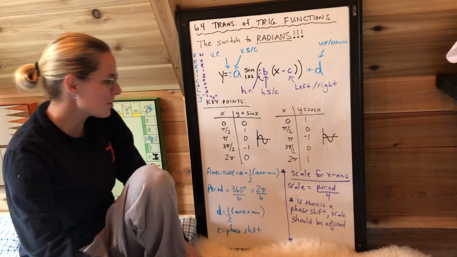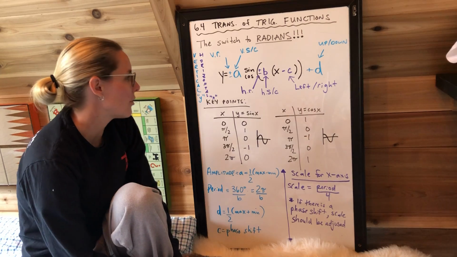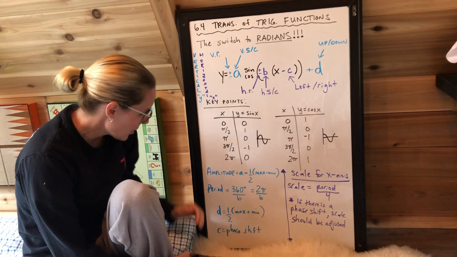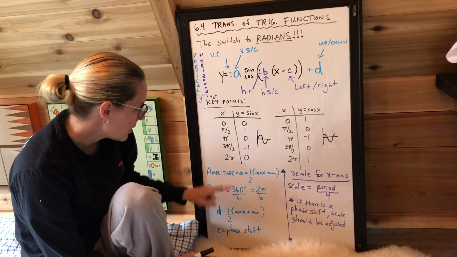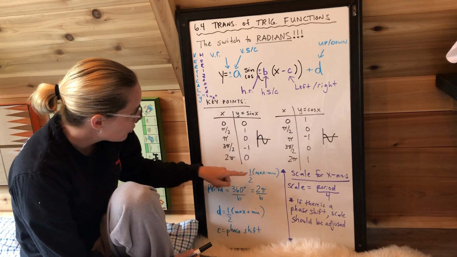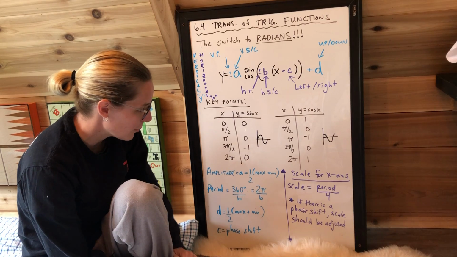Now, in terms of how you use all these A, B, C, and D values to help either graph it, or sometimes they give you a graph and you have to go the other way, there are a couple little formulas that will help immensely. Okay, one is finding the amplitude, or the A value. You can do that by doing half of the maximum value minus the minimum value.